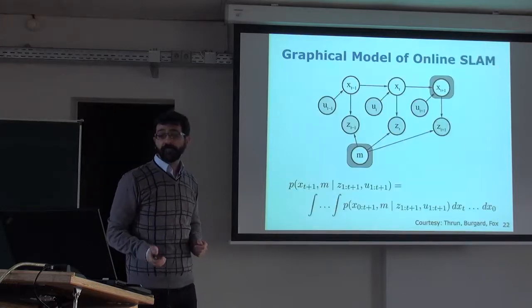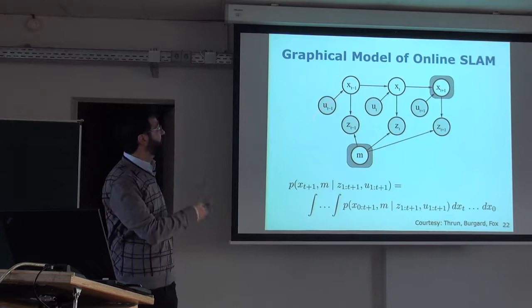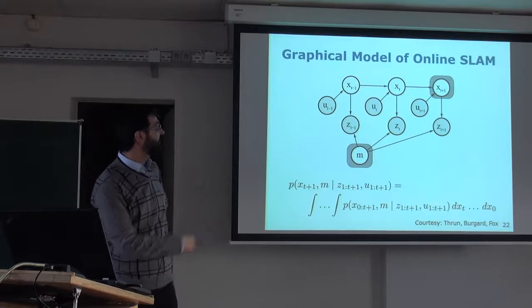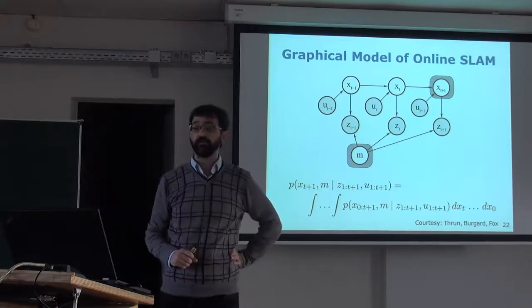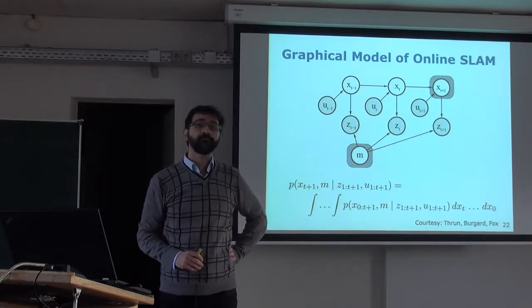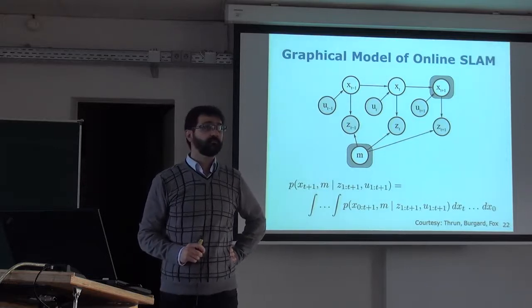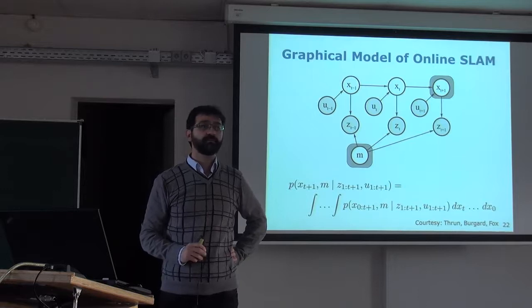And basically, we can now restate the online SLAM problem in this way, where we know that this distribution is the integral computed out of these variables. Okay? Is everything clear? Yes, no, some question?